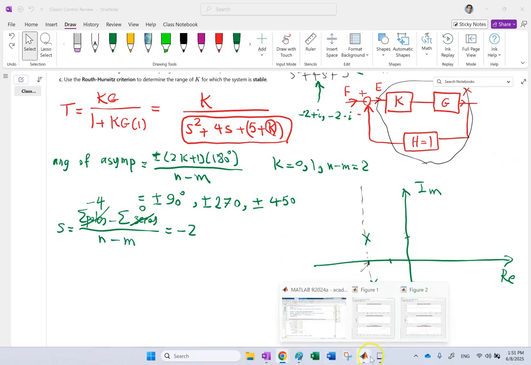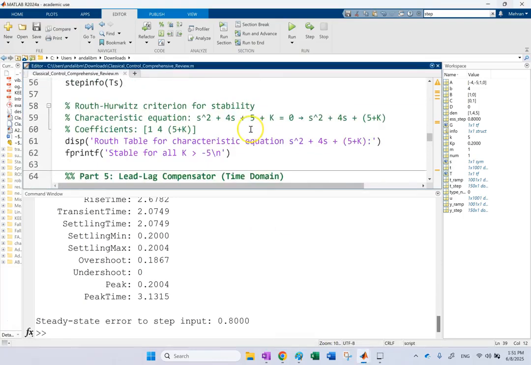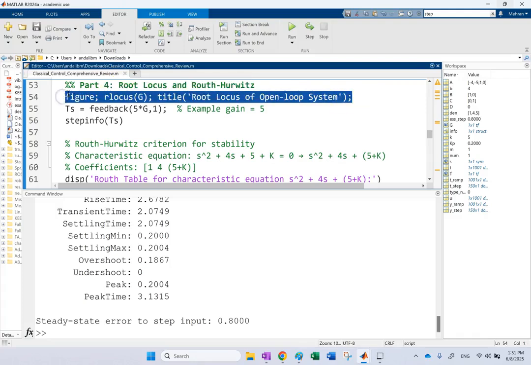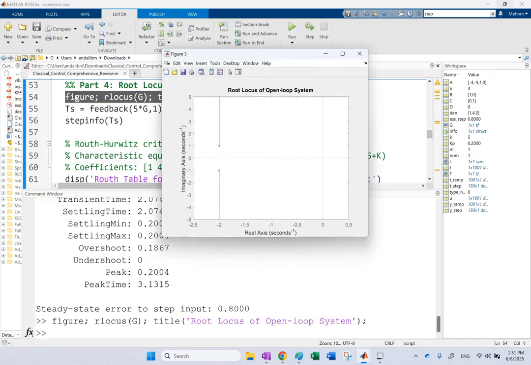By the way, in MATLAB, there is the command rlocus that can give you the root locus, in this case for G. And if you want, you can see the root locus. So let me show you the root locus of the system. This is the root locus of it.